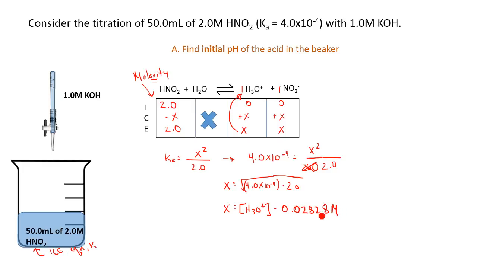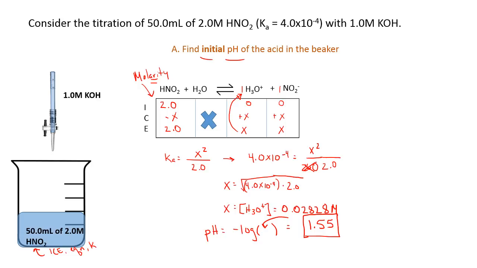If we know that's the molarity of our H3O plus in solution, we can find our pH by taking the negative log of that value. And I found the pH of the system to be 1.55. So that is my initial pH before we've done any titrating of this sample. So that's the pH that we're going to start with.